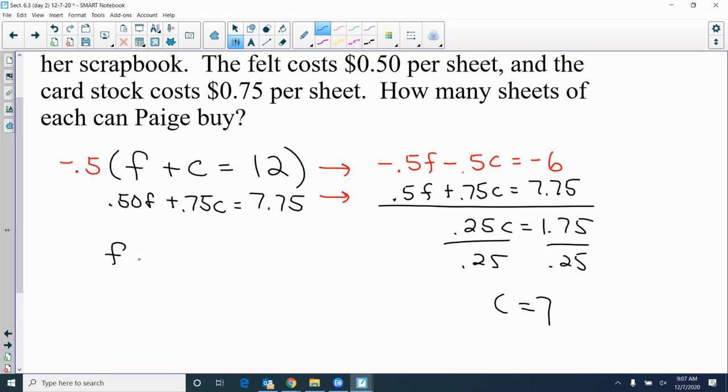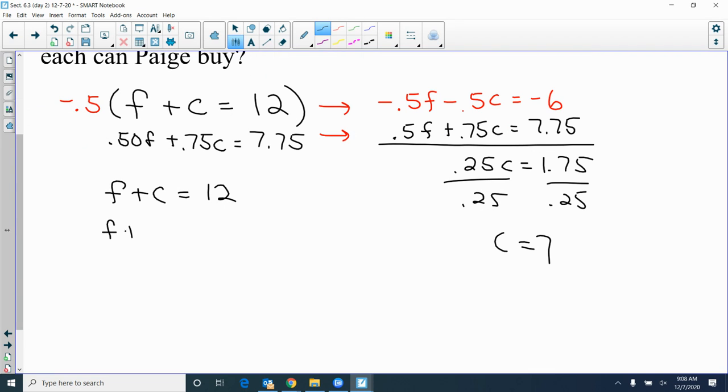Now, in this case, one equation is clearly easier than the other. F plus C equals 12. Because that's a negative, and this one is negative 0.5 plus 0.75. See the negative? That's right. All right, and so F plus C is 12, so that means C is 7. F plus 7 equals 12, subtract 7, and F equals 5.